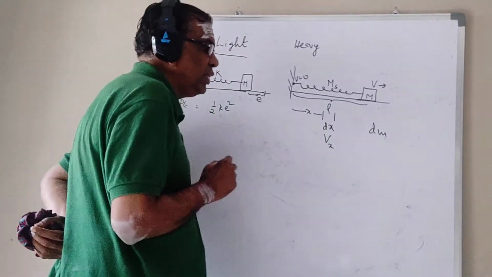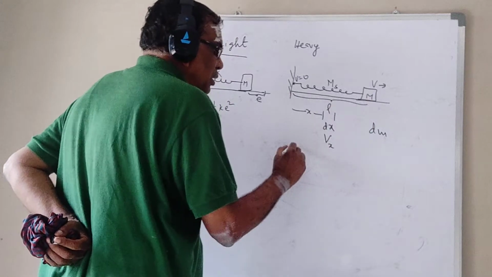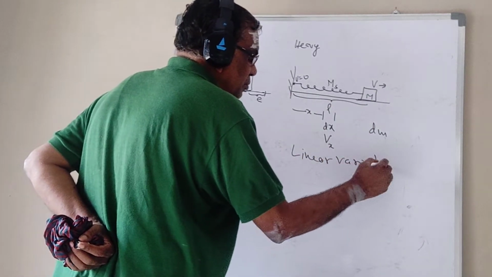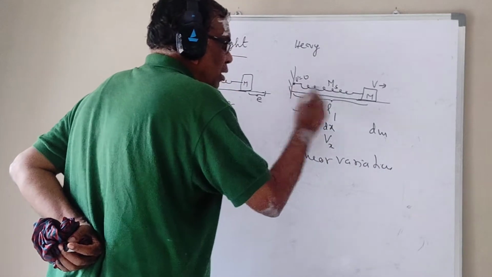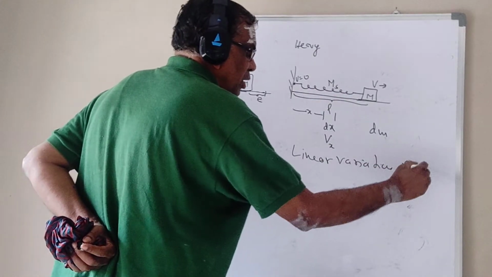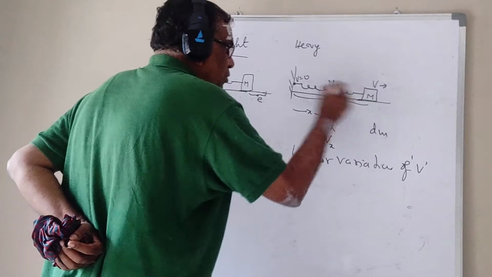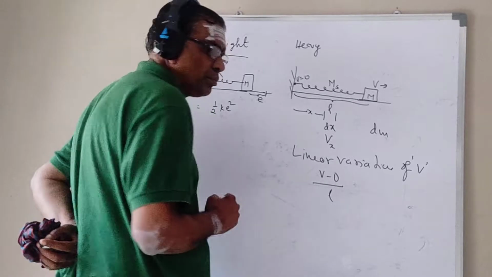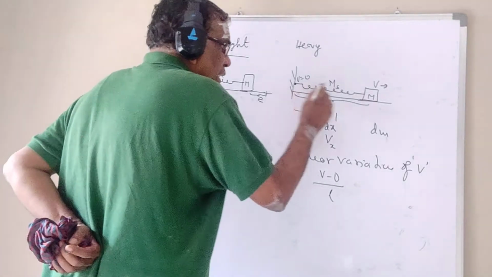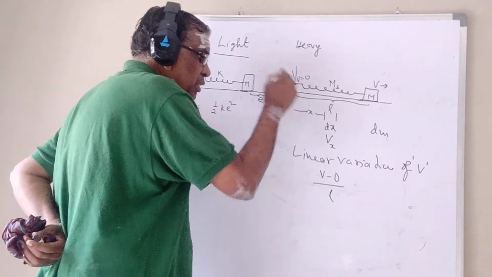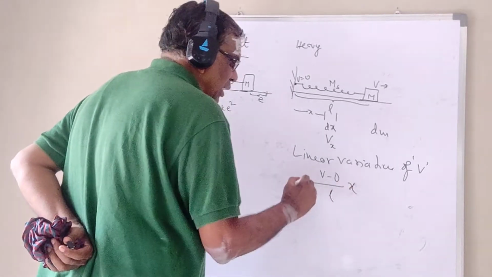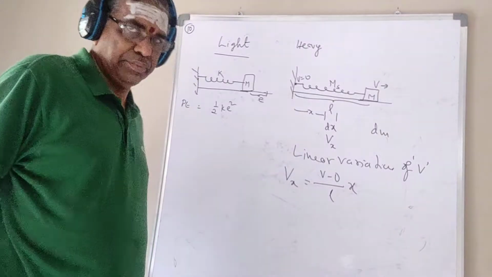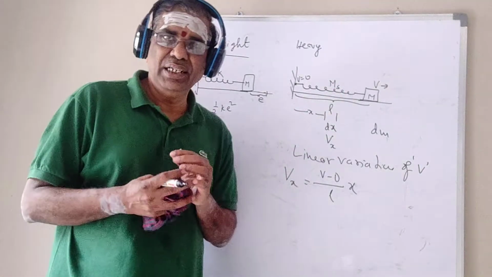And what will be Vx? If I presume linear variation of velocity, then (V minus 0) by L, that is the rate at which velocity varies from this point, into x will give you Vx. It's a linear variation I have taken.